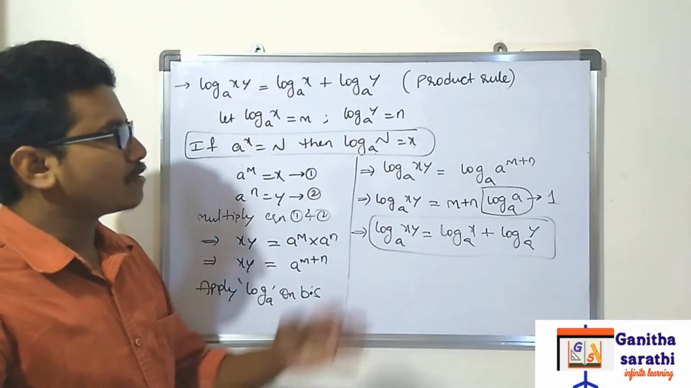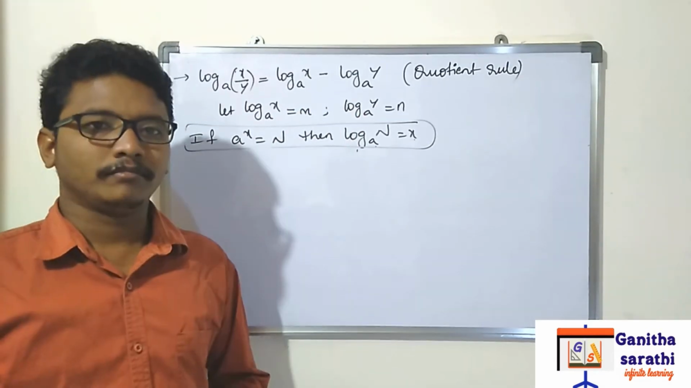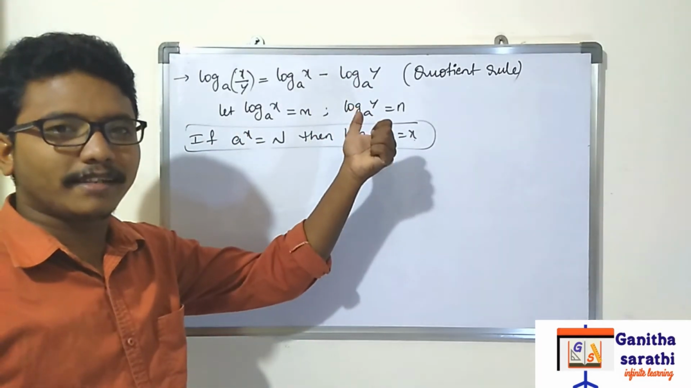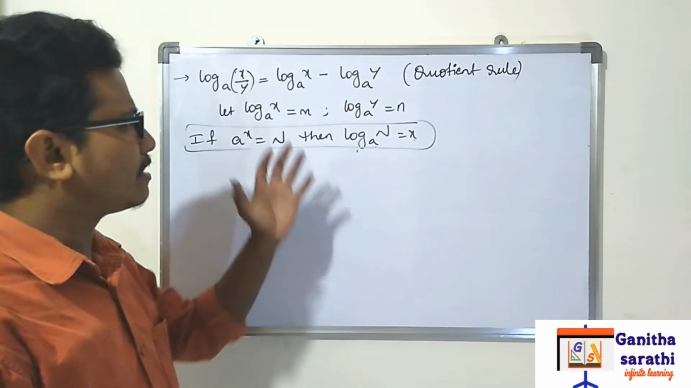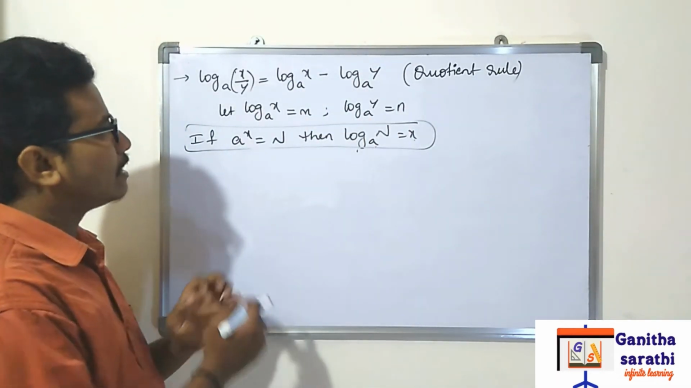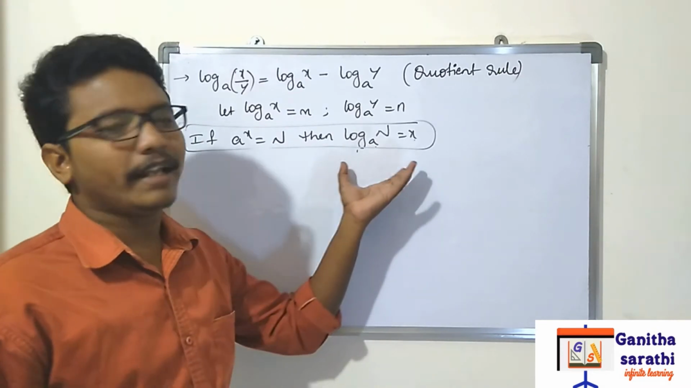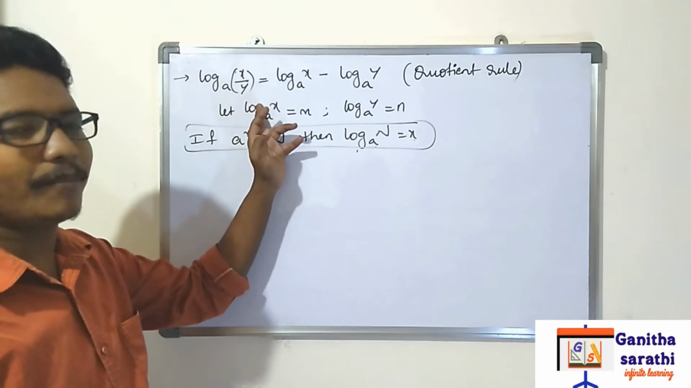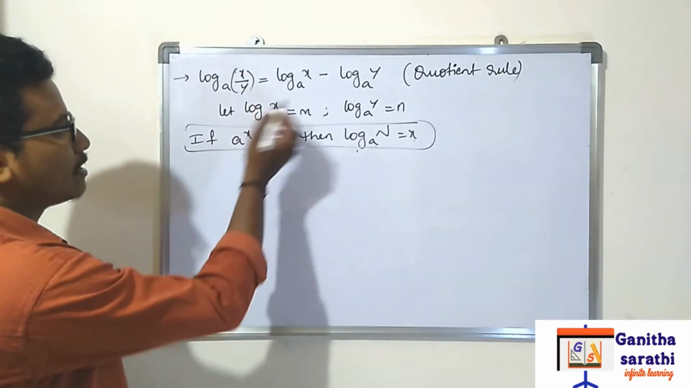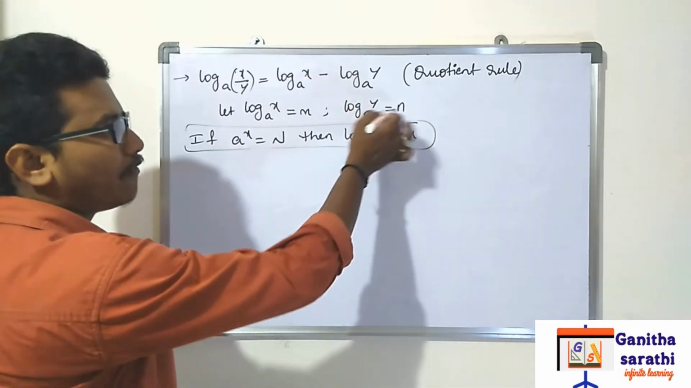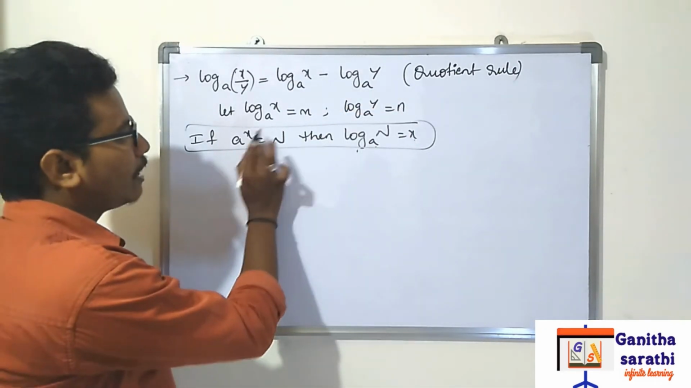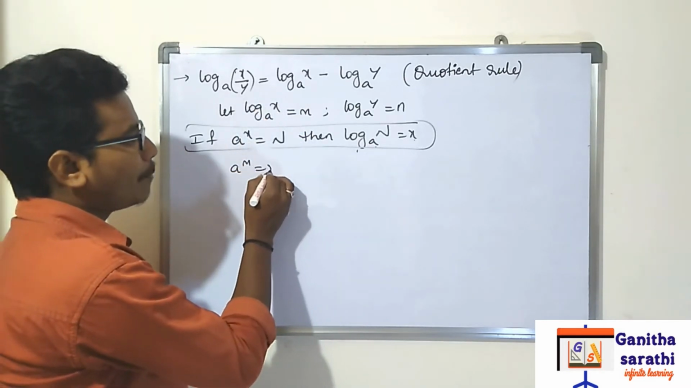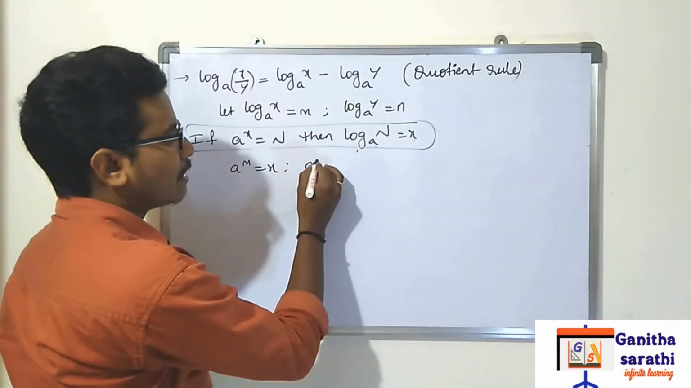Understood? Now let us move on to quotient rule. See, quotient rule. Log of x by y base a is equal to log x base a minus log y base a. Okay, the same process we will do. In the previous proof, what we have done? We have multiplied equations 1 and 2. Okay, because it is a product rule. Here what we will do? X by y means we will divide it. Okay. Now the same. Log x base a is equal to m. Log y base a is equal to n. Now a power x is equal to n means here a power m is equal to x and a power n is equal to y.